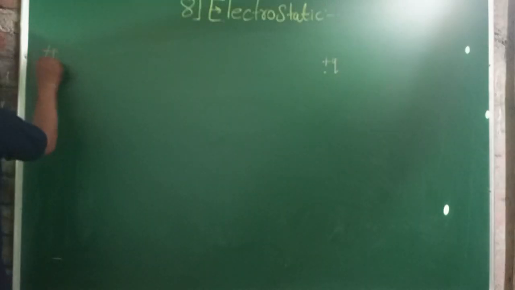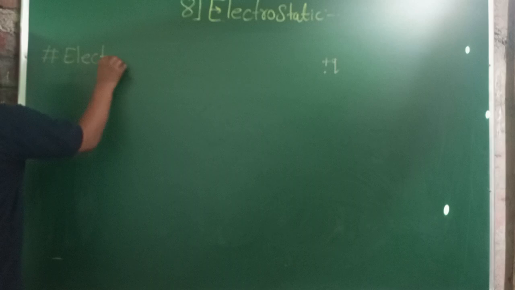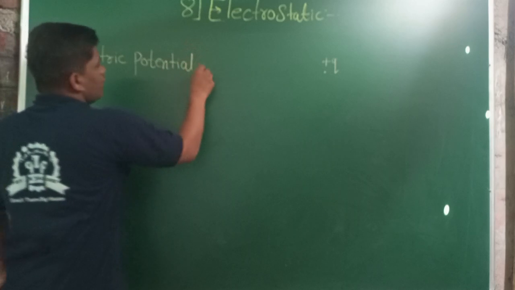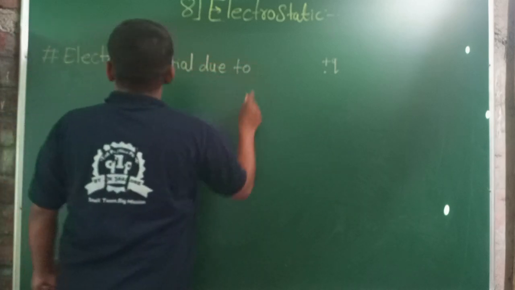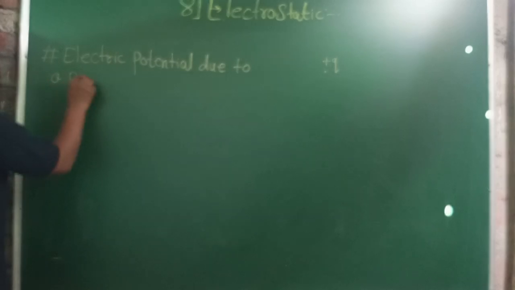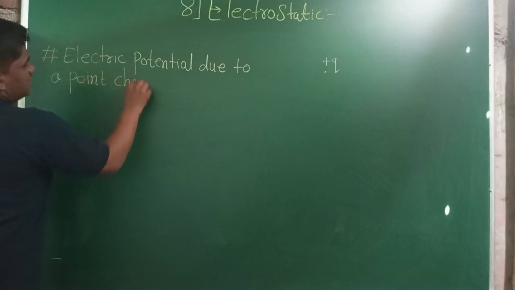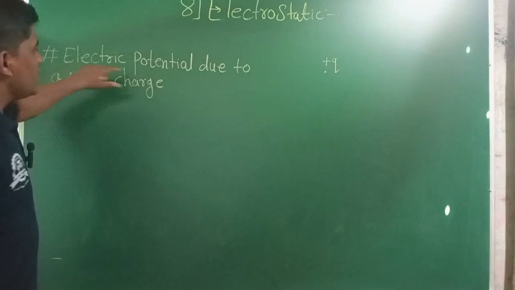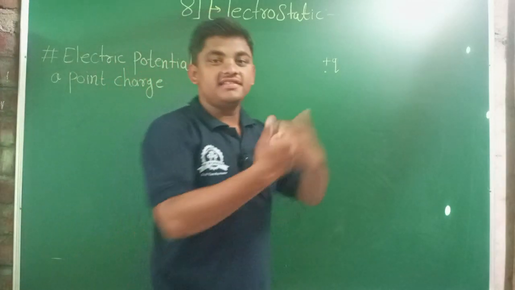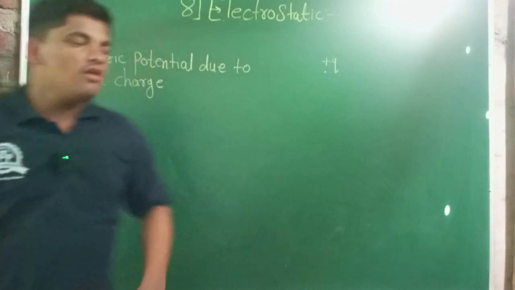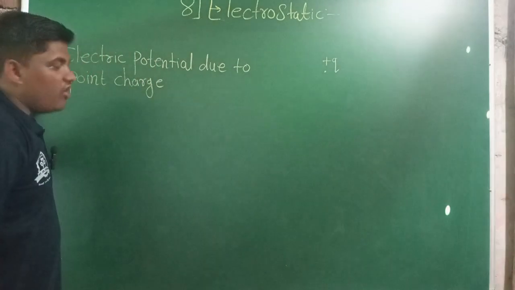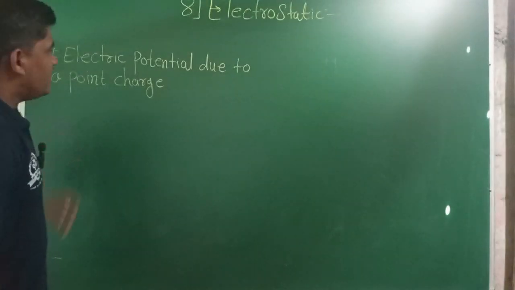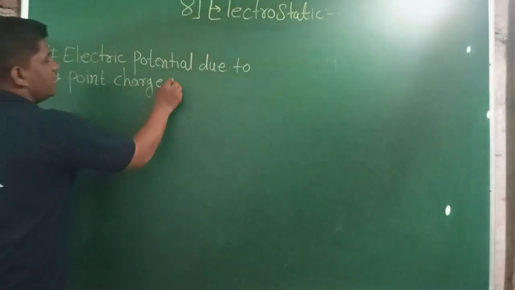Please take the heading: Electric potential due to a point charge. This is the topic we start discussing in this lecture. Electric potential is the work done by a unit charge brought from infinity to a certain position in the electric field of another charge. These electric potentials are produced due to point charges.